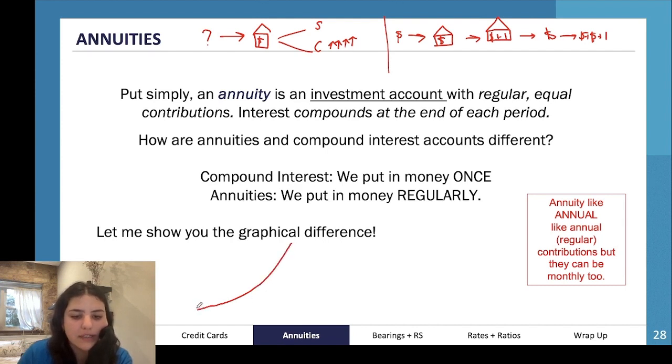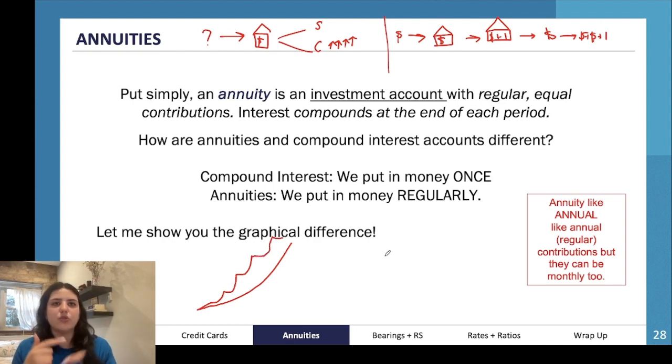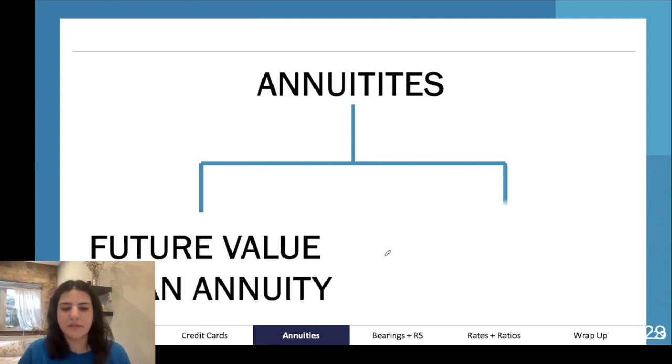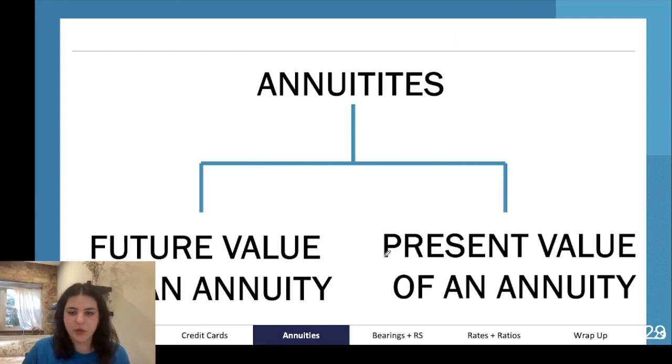An annuity is going to look like this. So you put in this amount of money and there's a bit of interest, and then you put in this amount of money, bit of interest, this amount of money, bit of interest, same amount of money, bit of interest. It's going to continue to increase over time because you're putting in the same amount of money each time, but you're also earning interest on it. It's just going to be smaller and then bigger amounts. So with annuities, you can think of it as two separate arms. We have the future value of the annuity and the present value of the annuity.